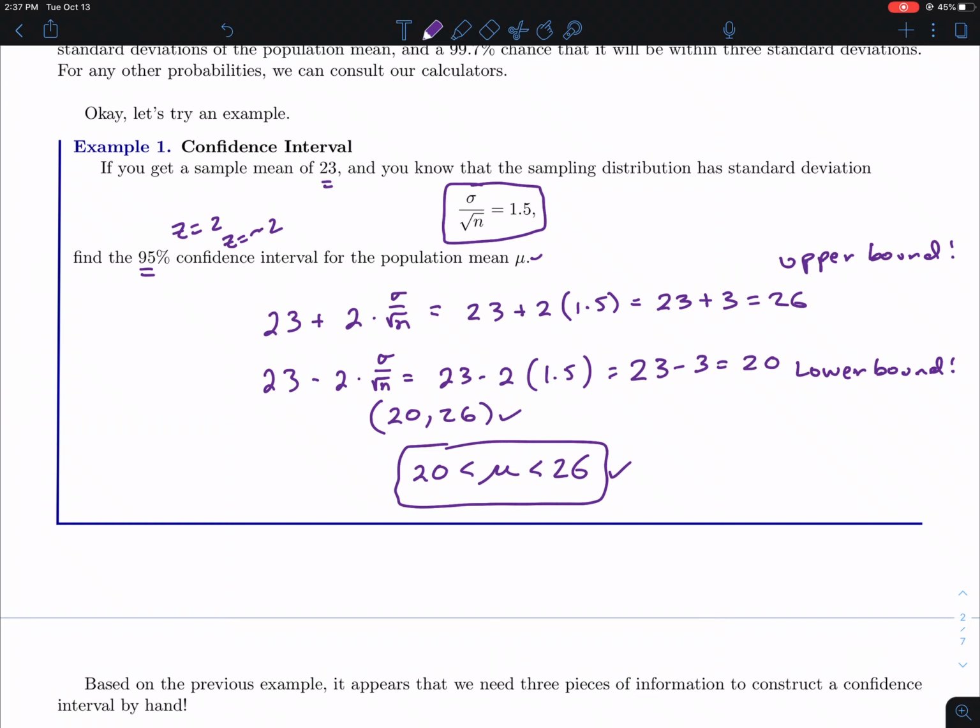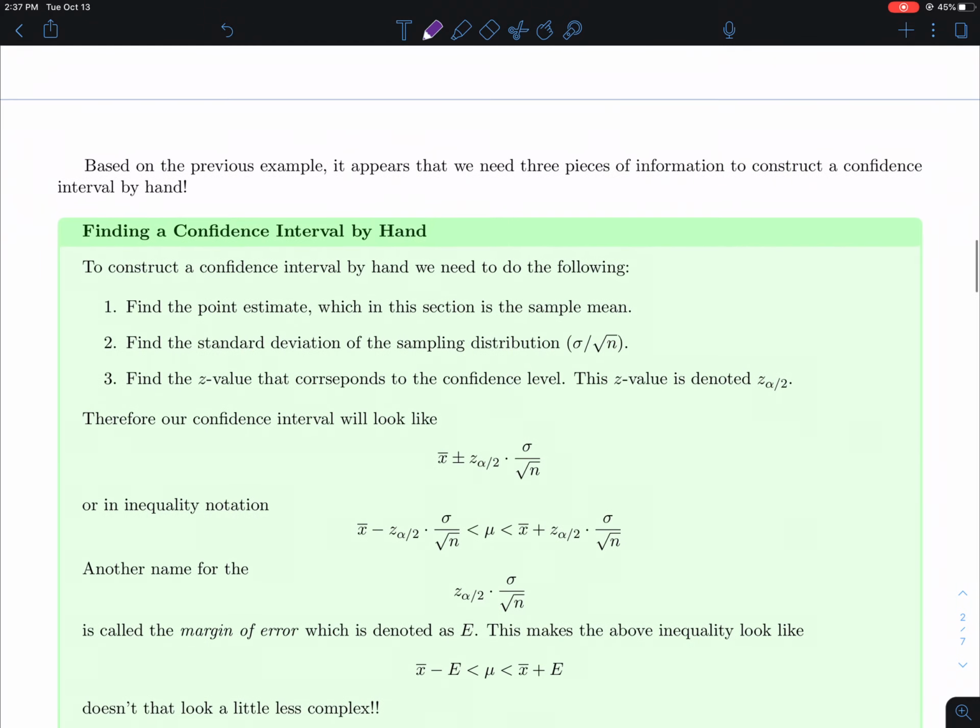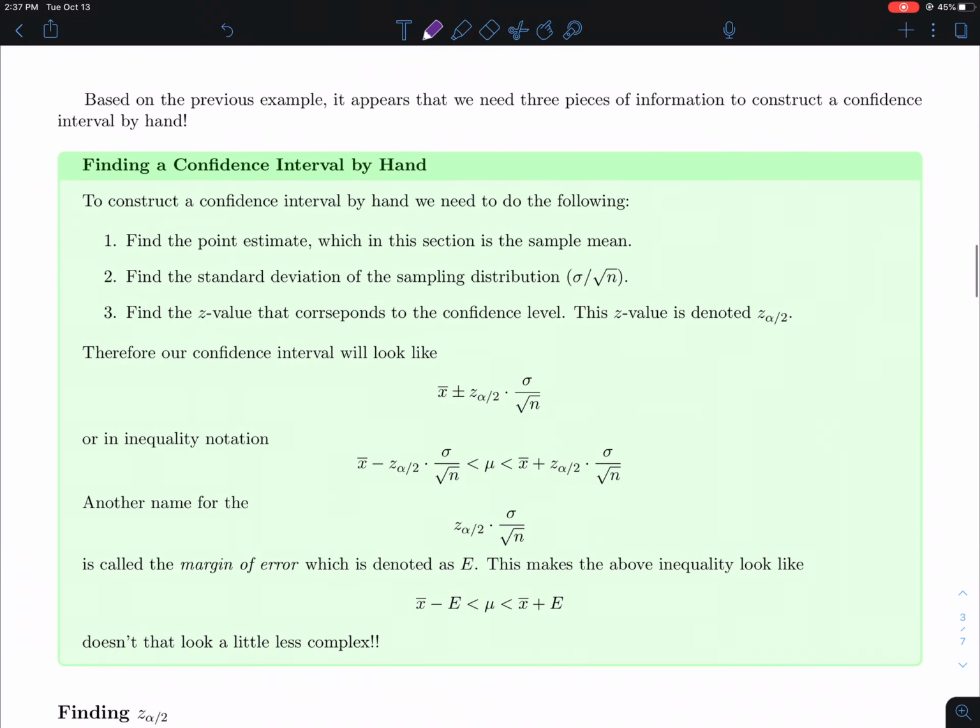All right, perfect. Just summarizing what I did: to find a confidence interval by hand, with no calculator or anything, there are a couple of things we need to know. We need to know the point estimate, which in this case was the sample mean. We need to find the standard deviation or have it given to us. In this case, our standard deviation was given to us. It was that 1.5 that we had.